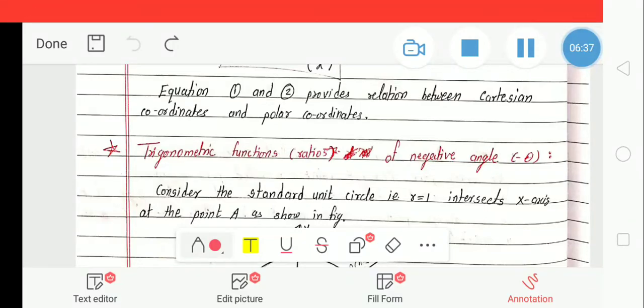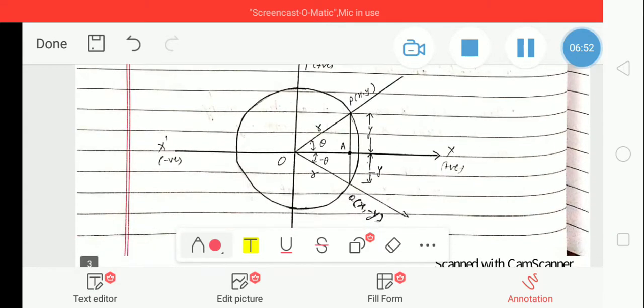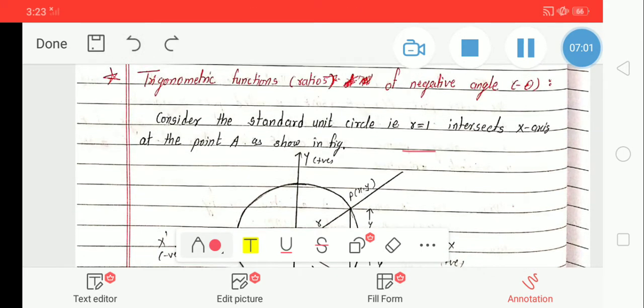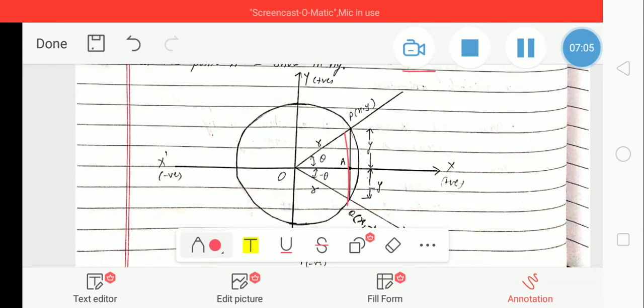Trigonometric functions of a negative angle, minus theta. Consider a standard unit circle, r is equal to 1, intersecting the x axis at the point A as shown in the figure. This is a circle of radius r, and it intersects the x axis.